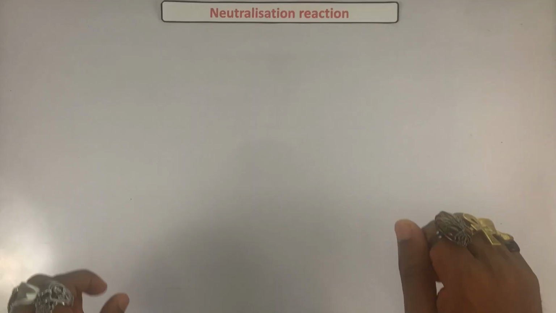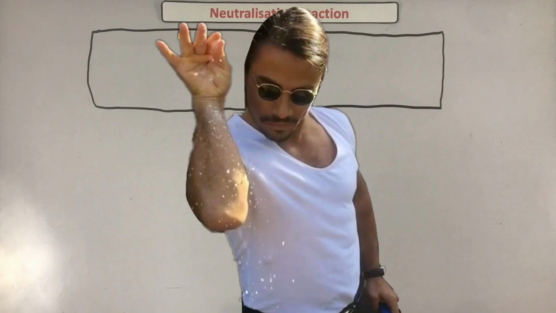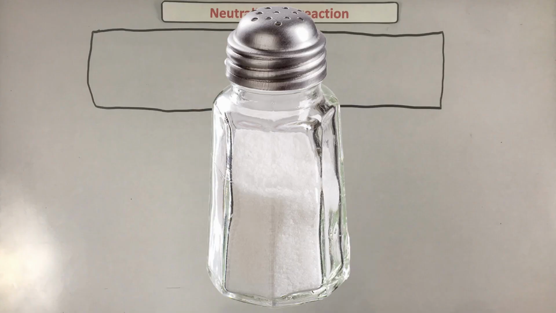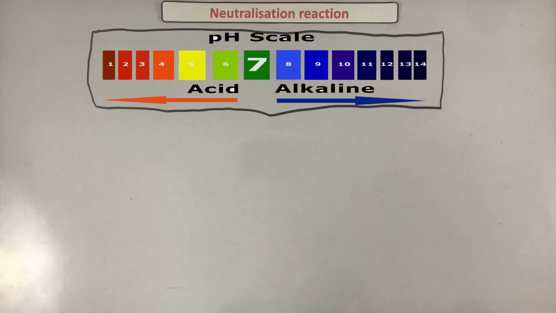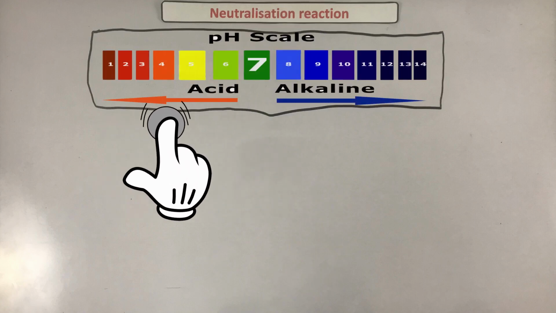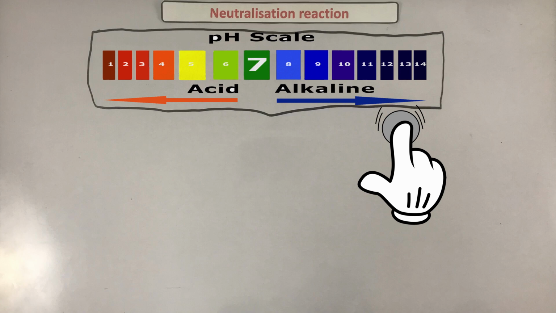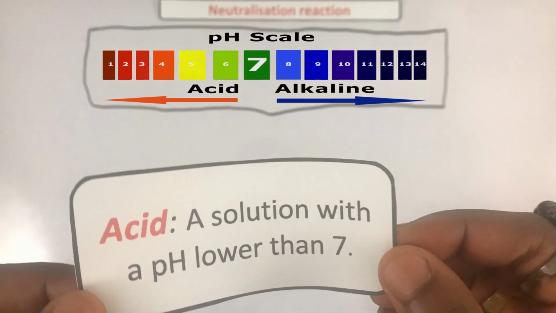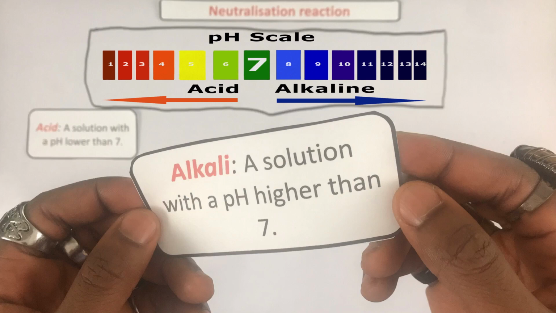Salts are one of the products formed when acids and bases react together. A quick side note on some important definitions. pH is a number that tells us how acidic or alkaline a substance is. Acids are solutions with a pH lower than 7. Alkalis are solutions with a pH higher than 7, 7 being neutral.